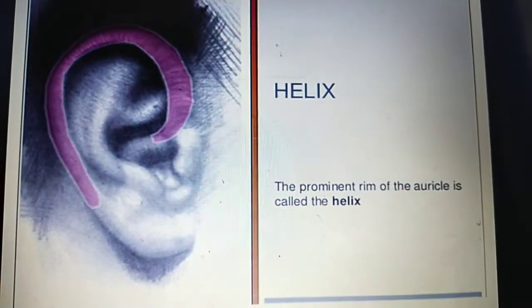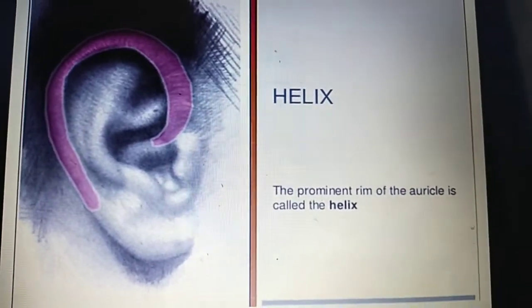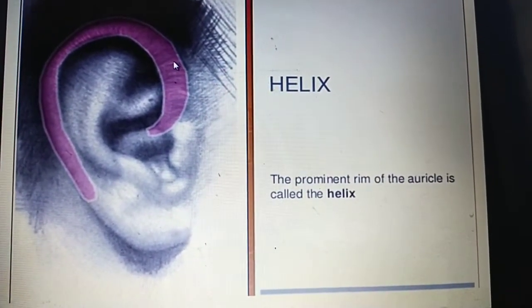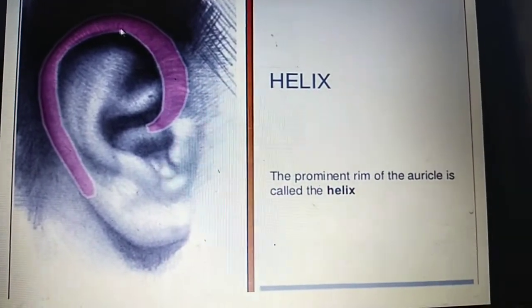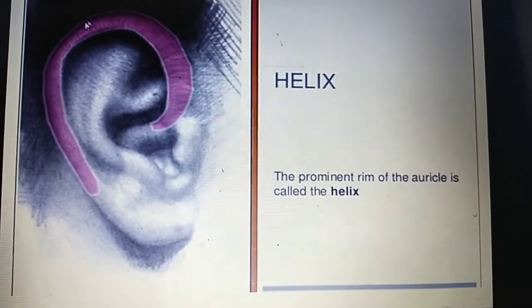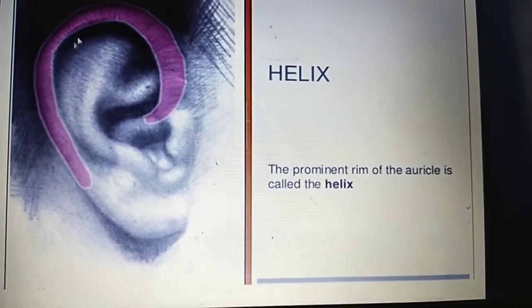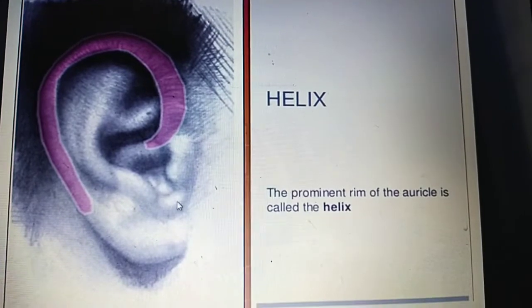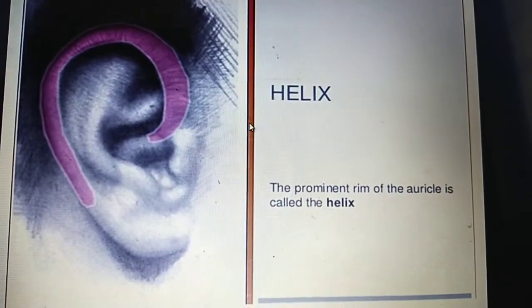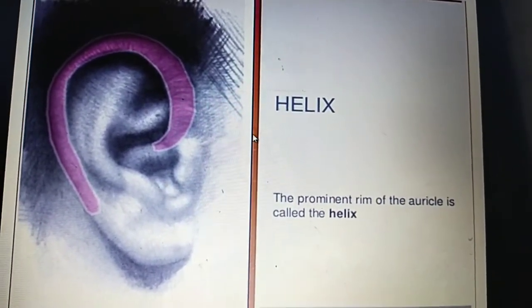First, the helix. You can see here, this is the helix. It is the prominent rim of the auricle, and it is concave. The prominent rim of the auricle is called the helix.